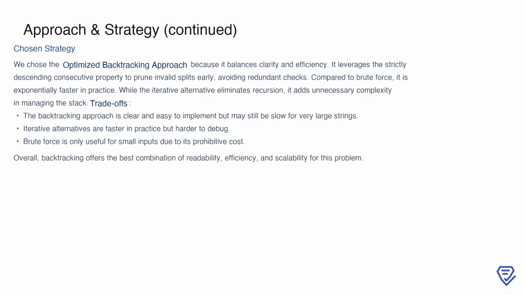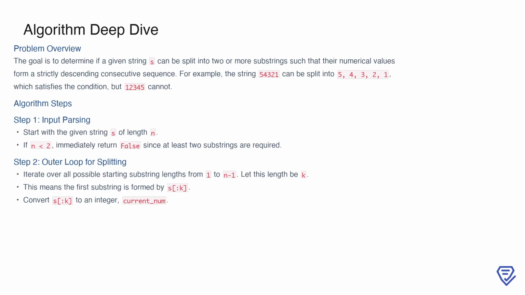this problem effectively. The problem requires us to determine if a given string can be split into 2 or more substrings such that their numerical values form a strictly descending consecutive sequence. For instance, the string 54321 can be split into the sequence 5, 4, 3, 2, 1, which satisfies the condition. However, for 12345, no such split is possible.